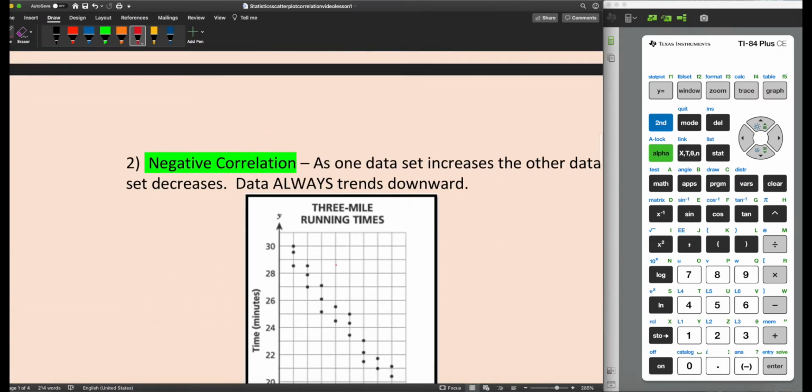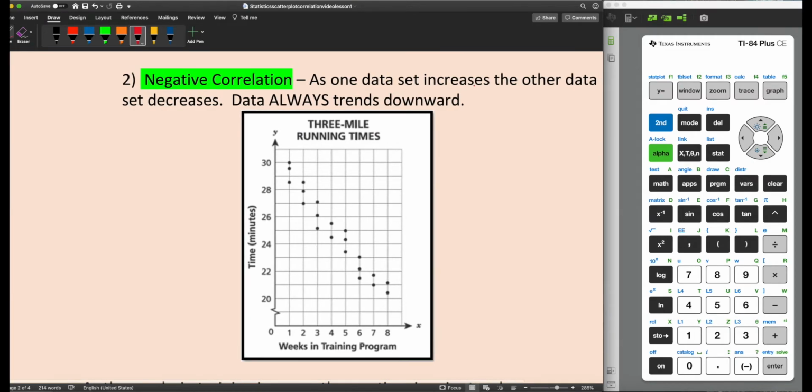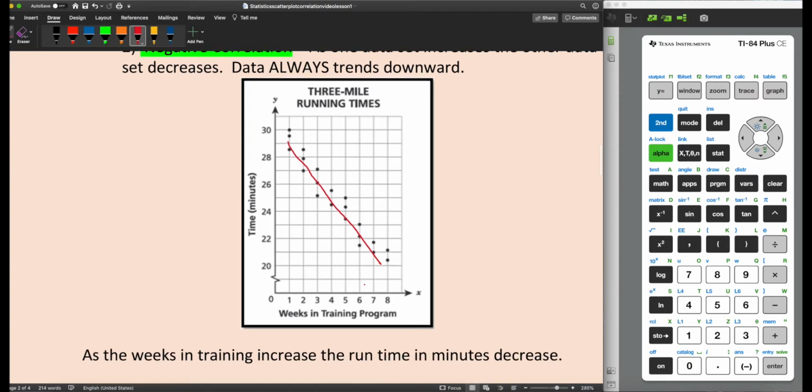The next correlation is a negative correlation. As one data set increases, the other data set decreases. Data always, always, always trends downward. So if we were to once again draw our trend line, it's going to look like this. Notice the trend line, guys, is going downward. Notice the ordered pairs are trending downward. That is a negative correlation.